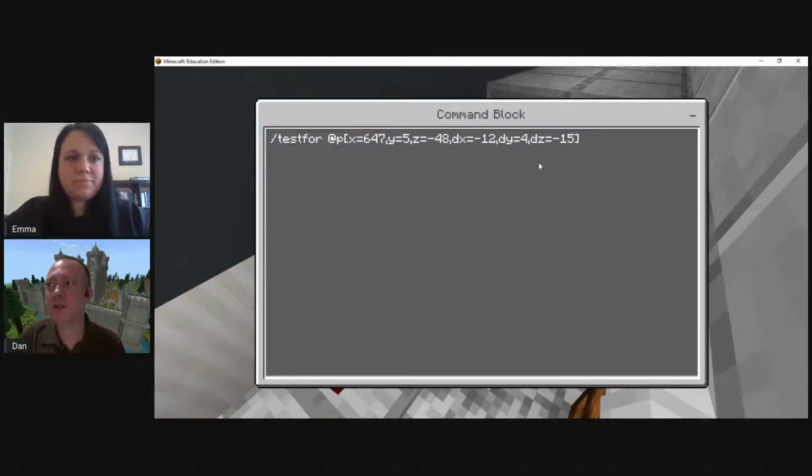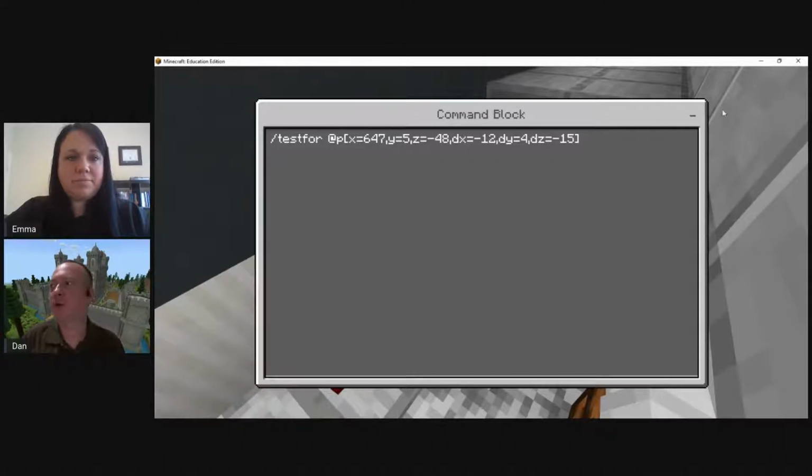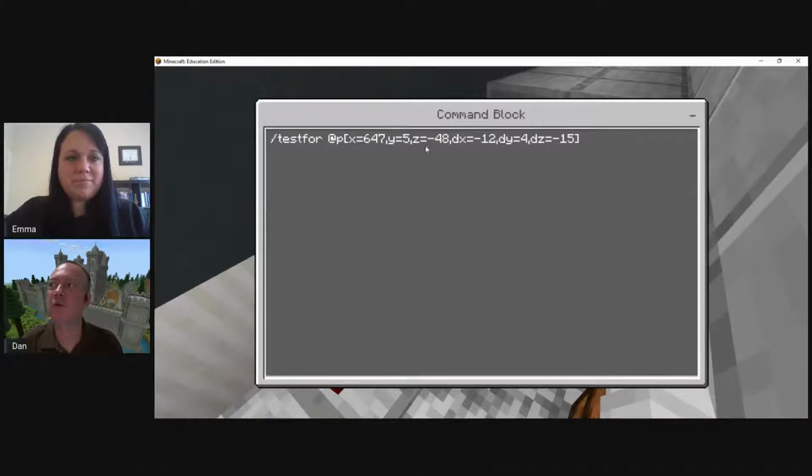Or I could change this, and in these square brackets here, I could put r=15. So it's looking for a radius of 15 around from a specific point or from where that block is placed, which is an easier way to do it. But a radius is circular, and I have a square room here. So that's why I've used this here.